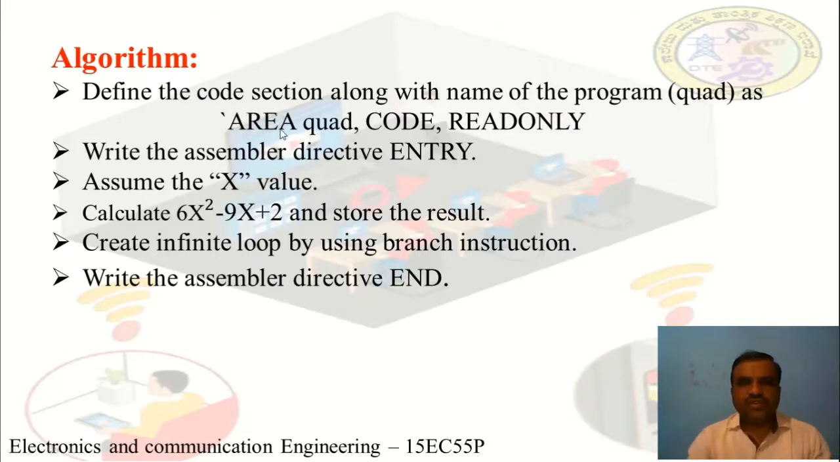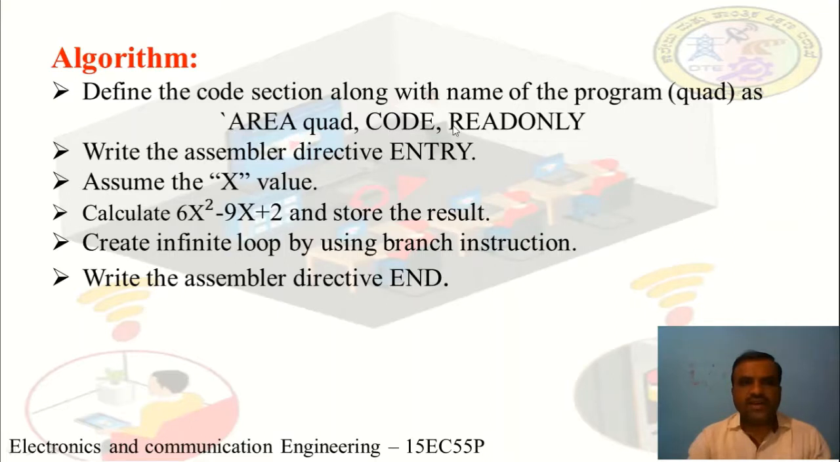If you use the code section, it is only read only. You cannot write or change the code. If you define it as a data section, the data may be read write. First you have to use the assembler directive area, then name of the program, then since you are writing the code, you have to use the code, and code is read only, you have to use the read only. Code and read only are also assembler directives.